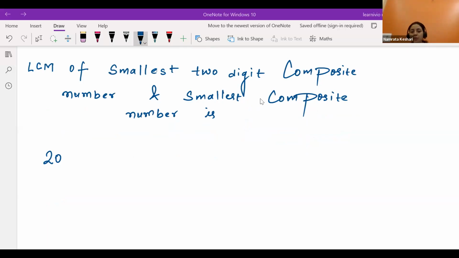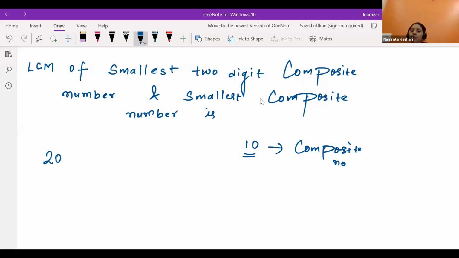Smallest two-digit composite number. Two-digit numbers start after 9, so 10 is the first. Then 11, 12, 13, 14. These are the two-digit numbers, and the smallest one is 10. Is it a composite number? Yes, 10 is a composite number. So the smallest two-digit composite number is 10.